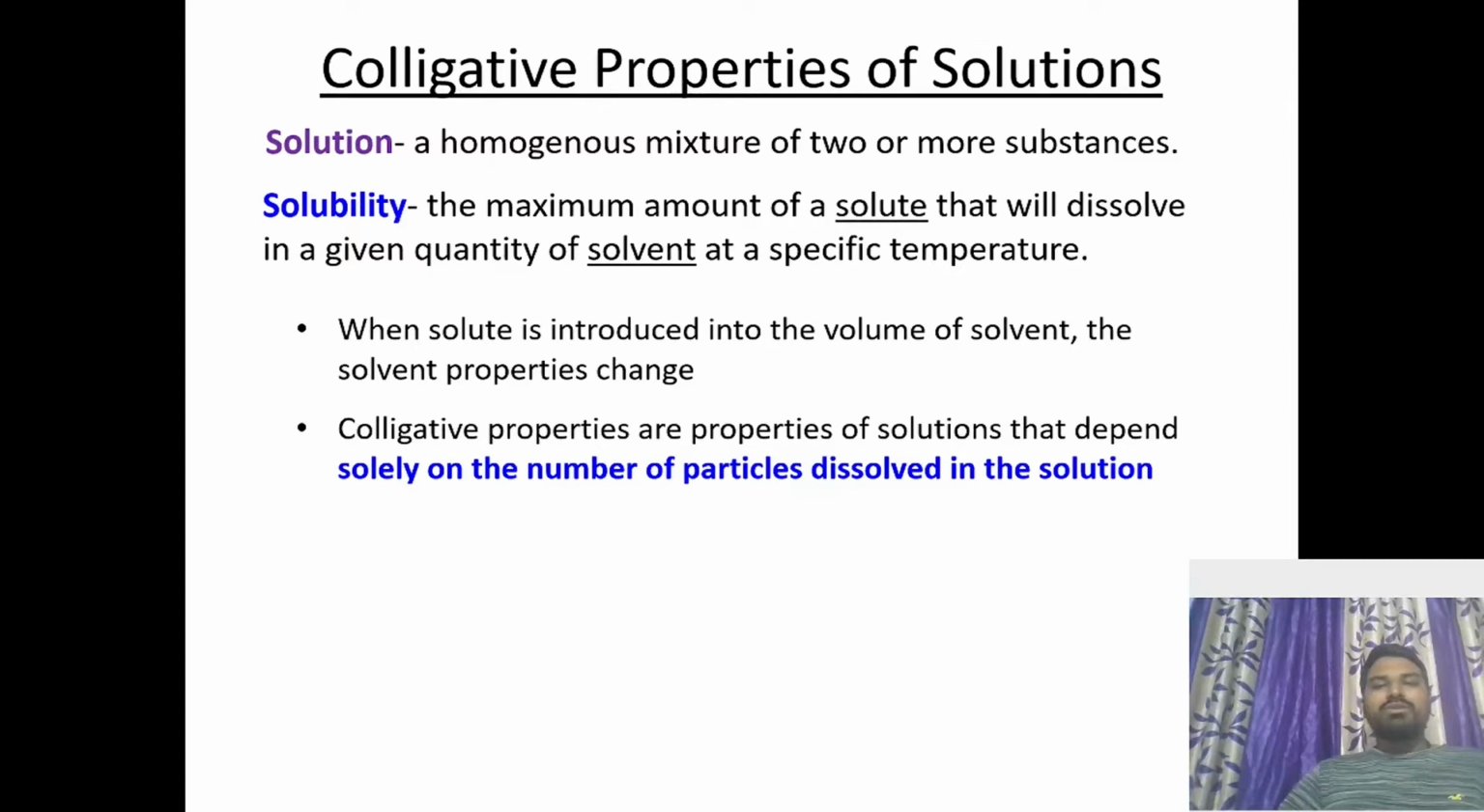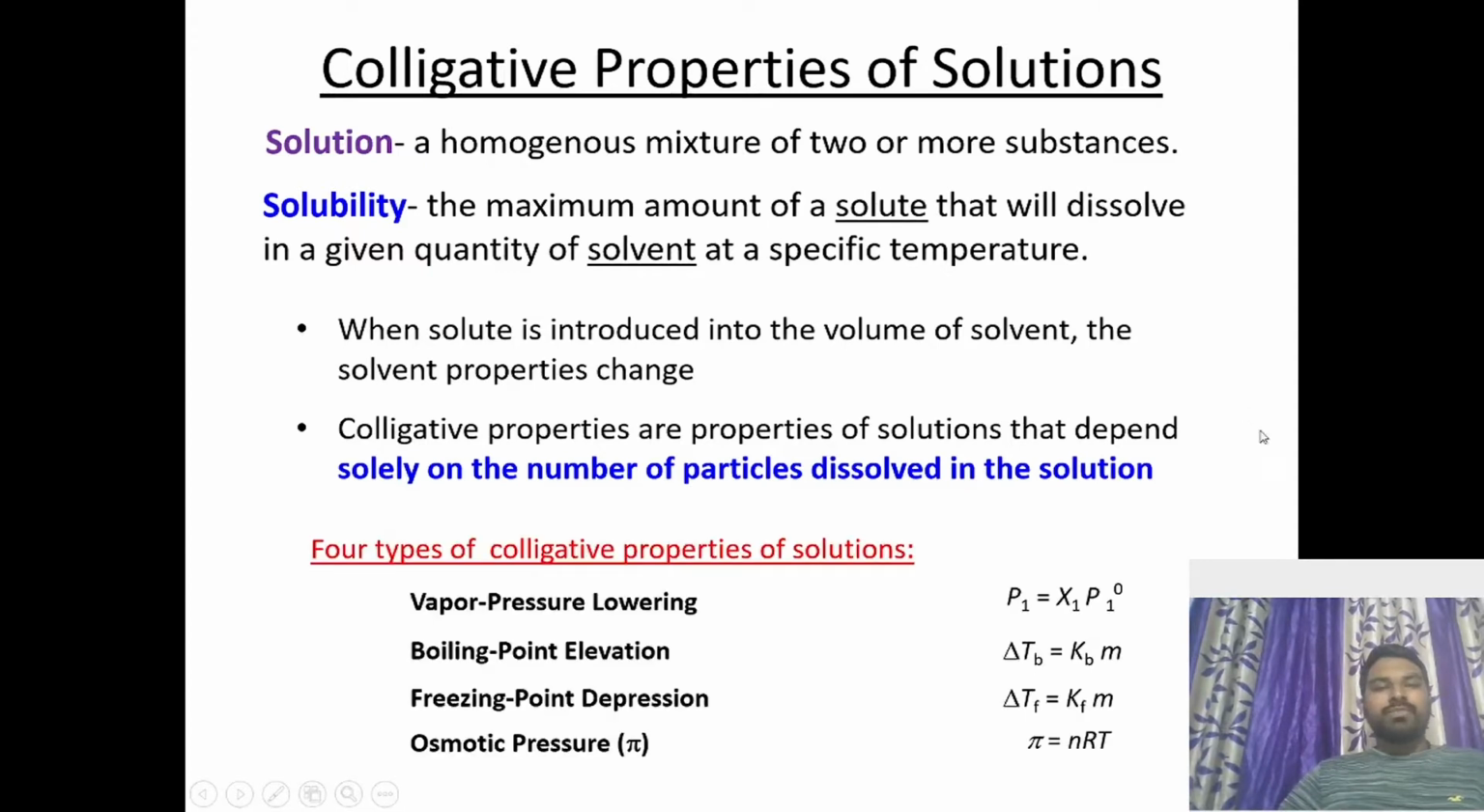Colligative properties are properties of a solution that depend solely on the number of particles dissolved in the solution. There are four types of colligative properties of solution: vapor pressure lowering, boiling point elevation, freezing point depression, and osmotic pressure, which is denoted by pi. Here we have denoted it by P1 = x1 P1^0. These are the formulas of vapor pressure lowering. Boiling point elevation has delta TB = KB × m. Freezing point depression has delta TF = KF × m. Osmotic pressure pi is pi = nRT/V. It is also denoted by CRT or MRT. There is no confusion about this.